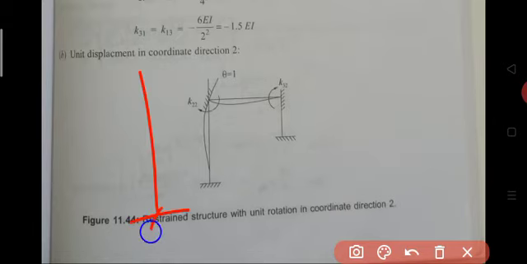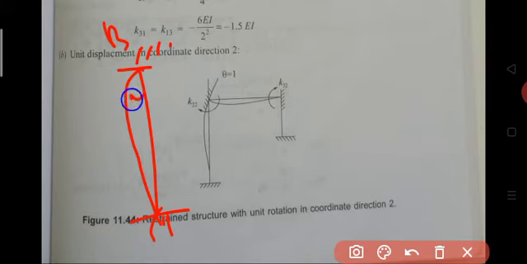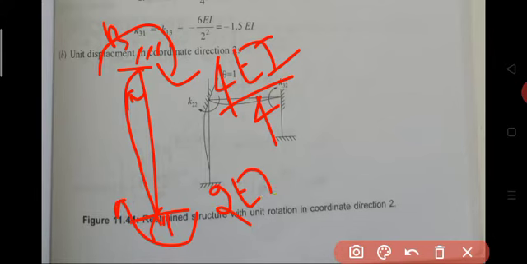First consider the free body diagram for AB. At joint B we are permitting one clockwise rotation. Therefore this end is subjected to a clockwise moment of 4EI by L. L is 4 meters, so it is 4EI by L. Then this end is subjected to 2EI by L.